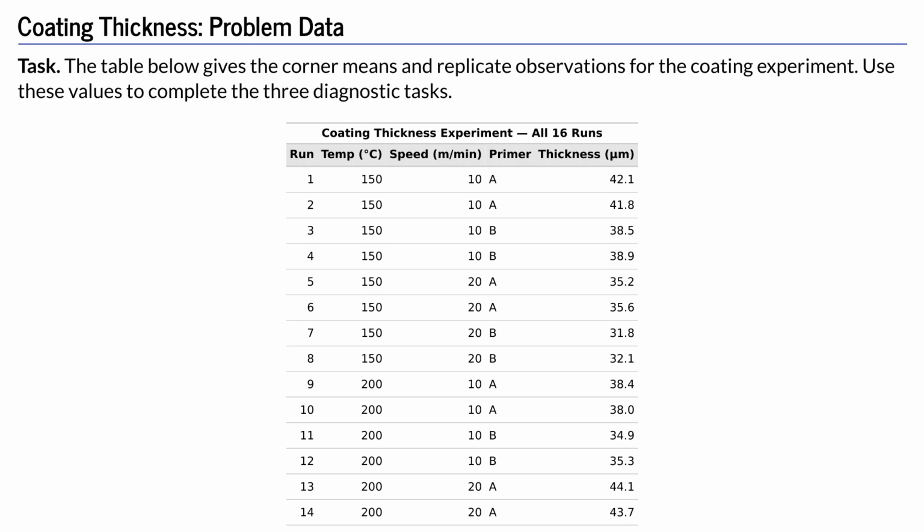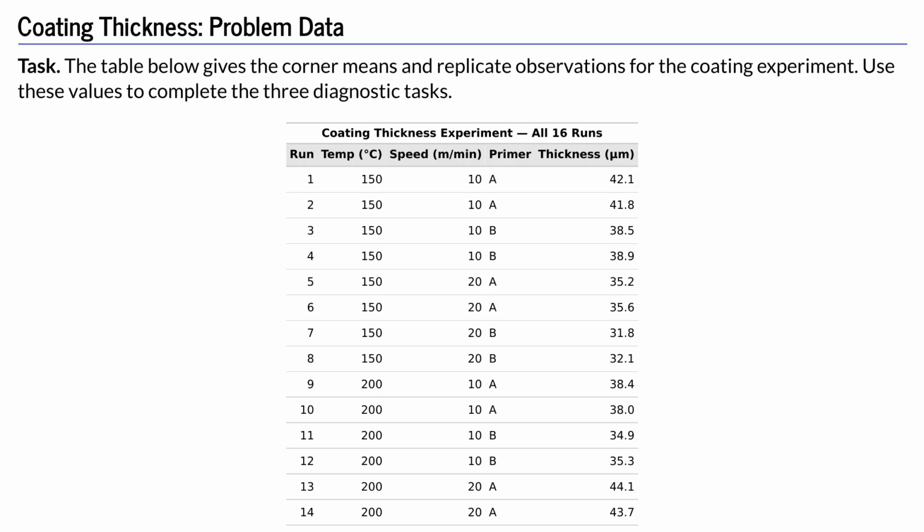Moving to 20 meters per minute at 150 degrees with primer A gives 35.2 and 35.6, with primer B 31.8 and 32.1. At 200 degrees 10 meters per minute, primer A gives 38.4 and 38.0. Primer B gives 34.9 and 35.3. And at 200 degrees 20 meters per minute, primer A gives 44.1 and 43.7. Primer B gives 40.5 and 40.9.